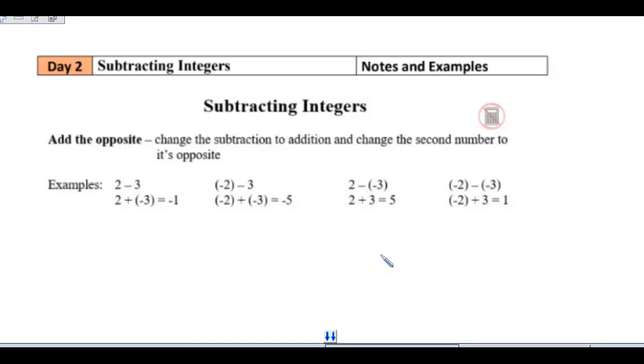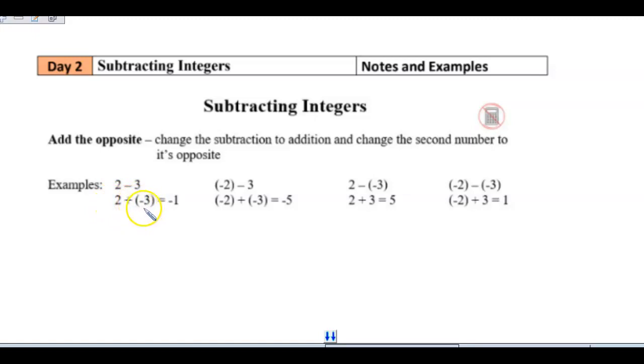So we have a couple of examples here. We've got 2 minus 3. Now normally we can't take 3 from 2 because we don't have enough. So we can change it to add the opposite by keeping the first number, changing subtraction to addition, and then changing the positive 3 to a negative 3. And then we have 2 plus negative 3.